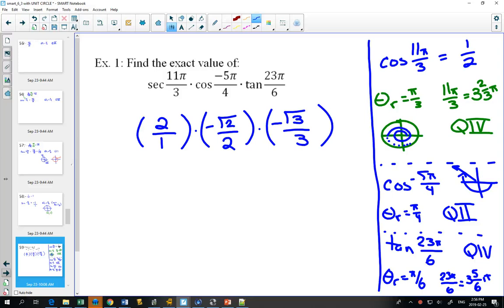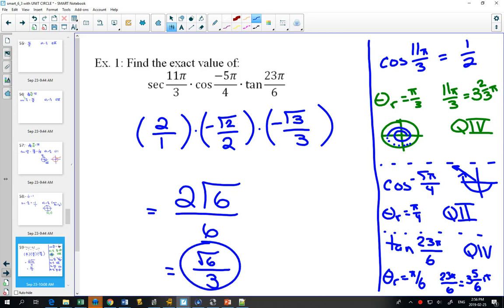Now that we've figured out each of those separately, now we can multiply things out. Multiplying across the top, 2 times a negative will be positive 2. Root 2 times root 3 is root 6. 1 times 2 times 3 is 6. This reduces. 2 over 6 can be simplified to root 6 over 3. Again, if you left your answer as 2 root 6 over 6, it would be fine. And this would be the exact value. So we had to do our unit circle 3 times and then multiply it out in the end.